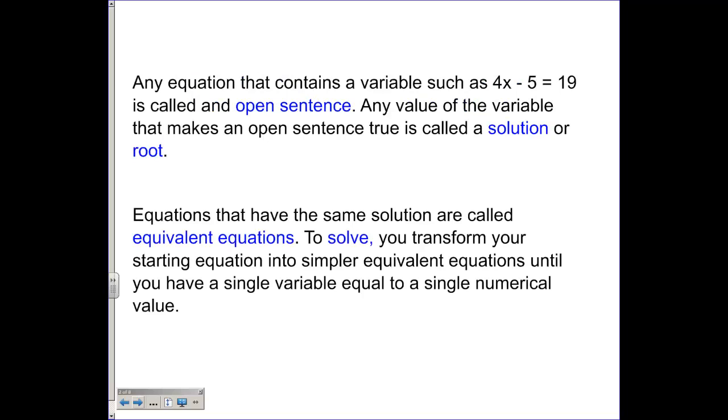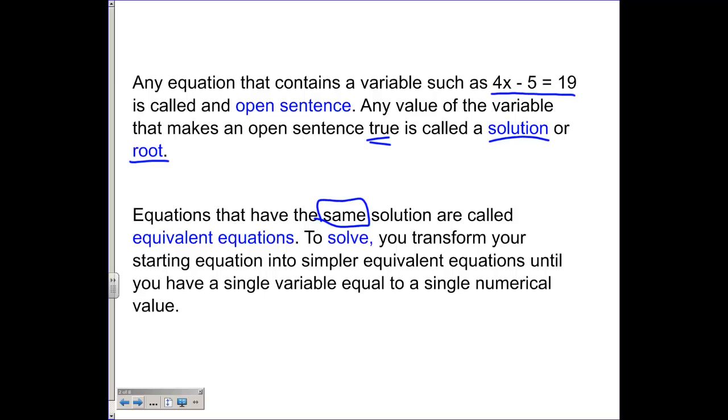Any equation that contains a variable, such as, and we've got one right here, 4x minus 5 equals 19, is called an open sentence. Any value of that variable that makes the open sentence true is called a solution, or it's called a root. There are a couple other names, but once we get to quadratics we'll discuss what those other names mean also.